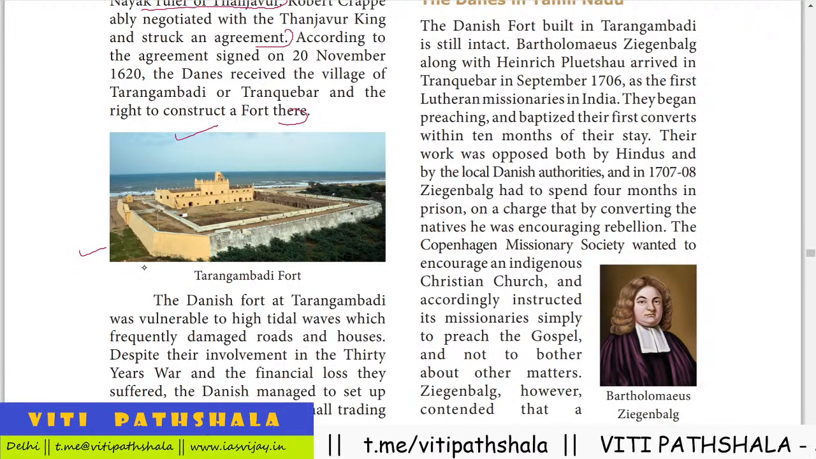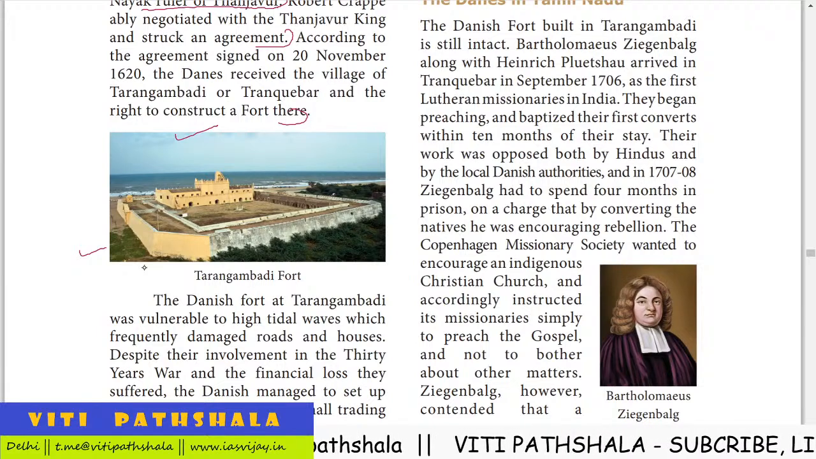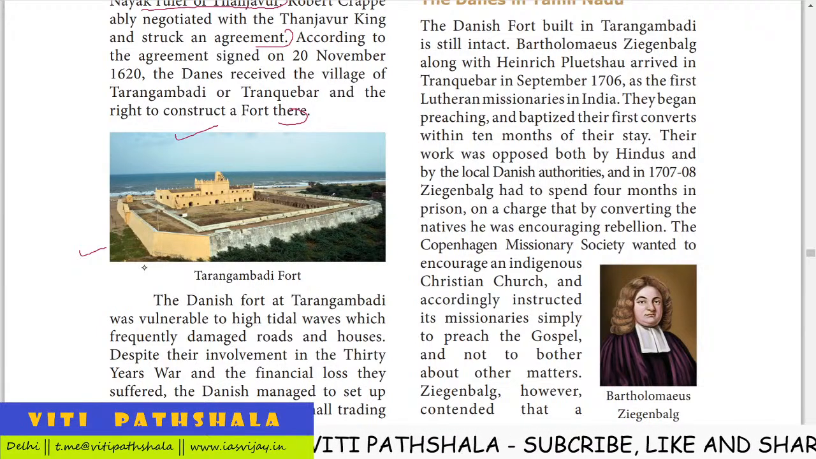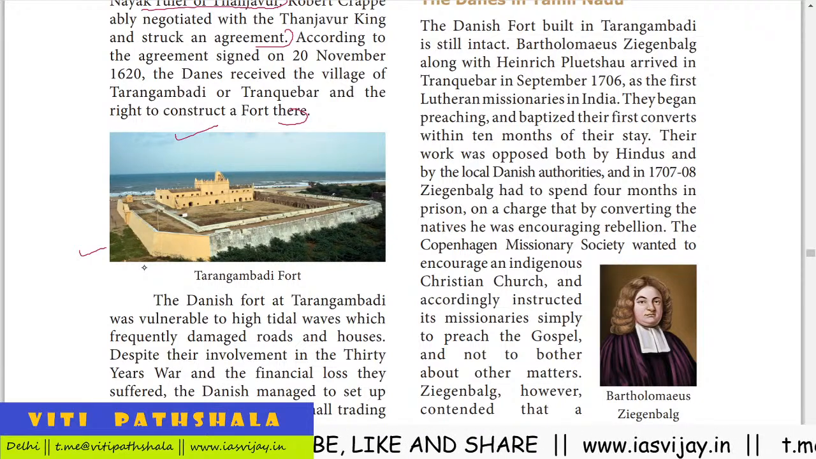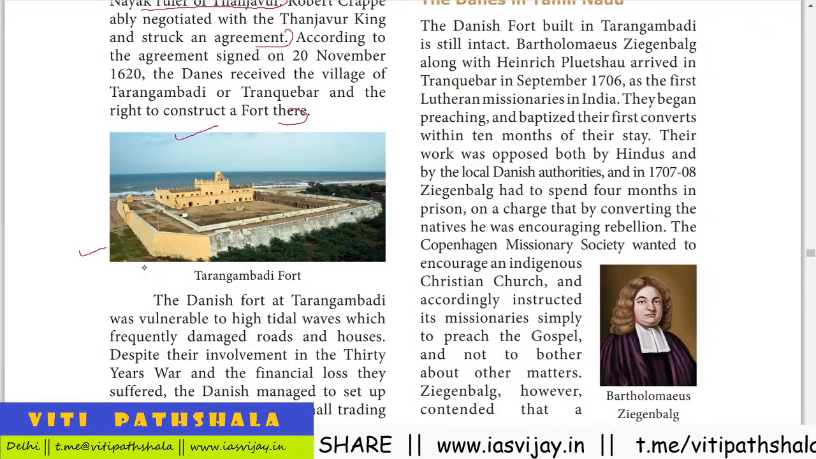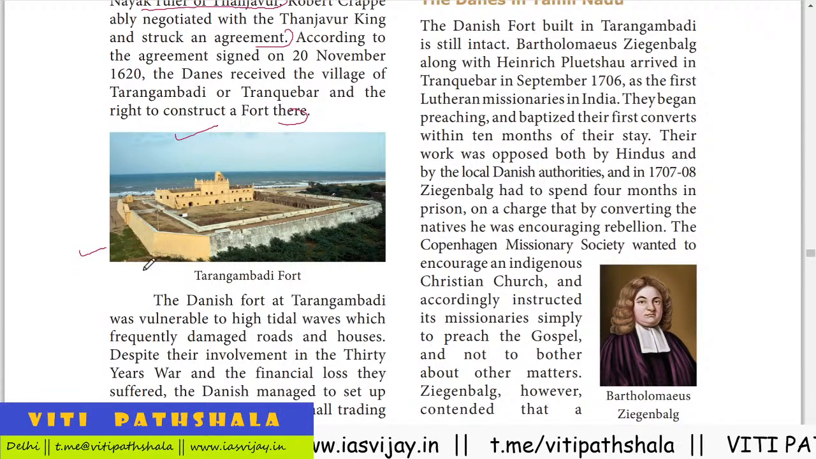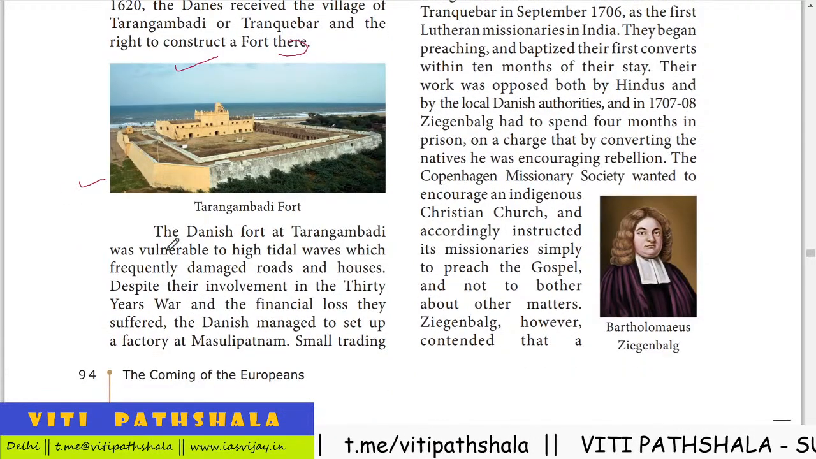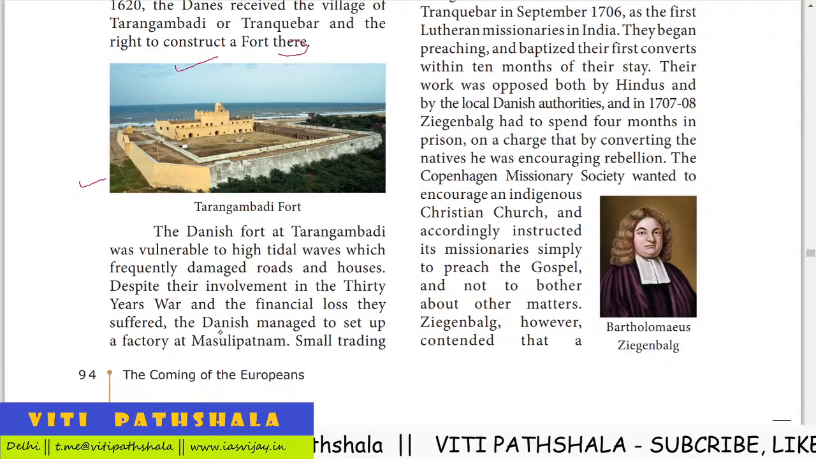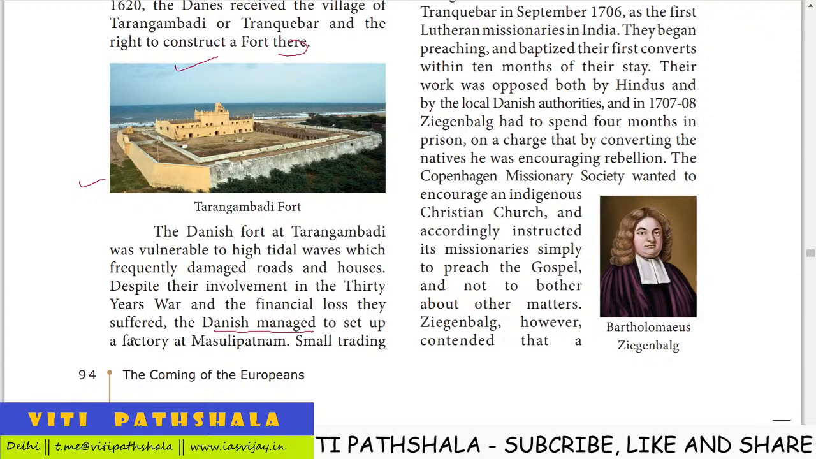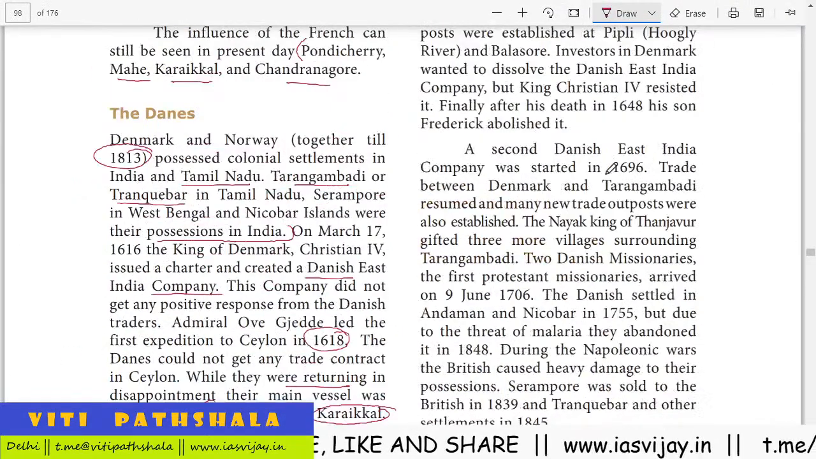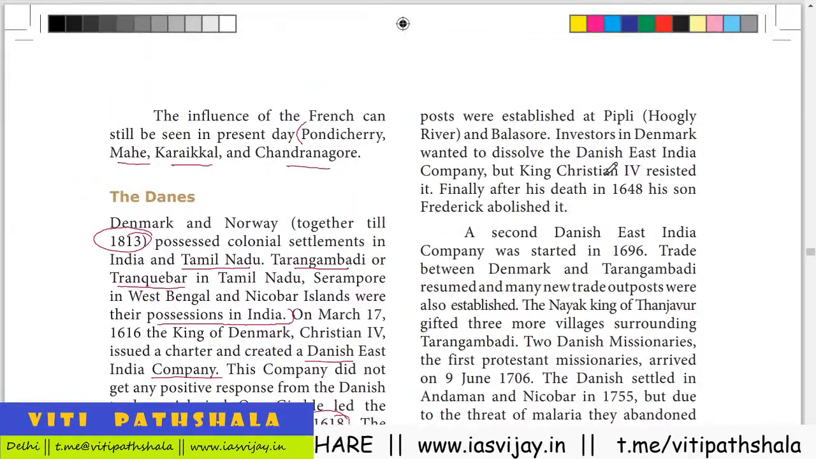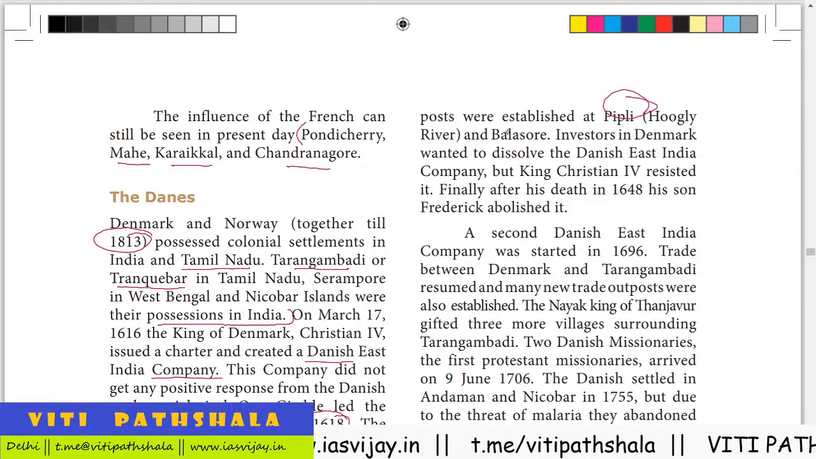The Danish fort at Tranquebar was vulnerable to high tidal waves, which frequently damaged the roads and the houses. Despite their involvement in the 30 Years' War and the financial loss they suffered, the Danish managed to set up a factory at Masulipatnam. Small trading posts were established at Pipli, Hooghly, and Balasore.